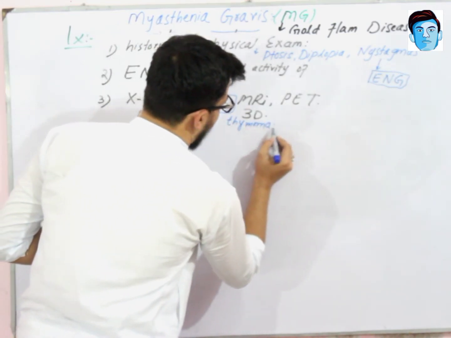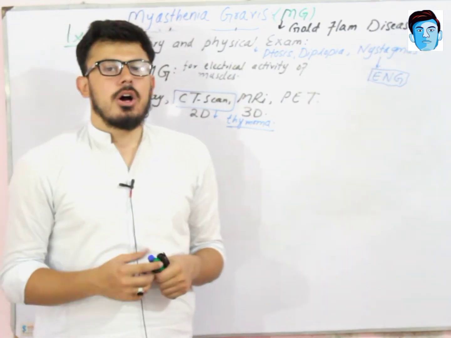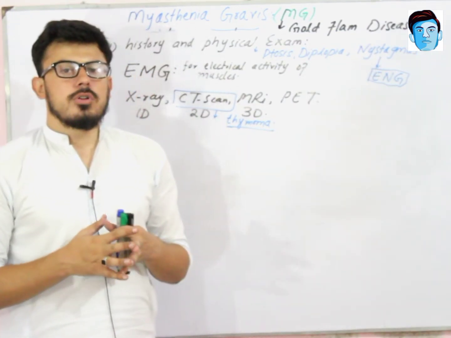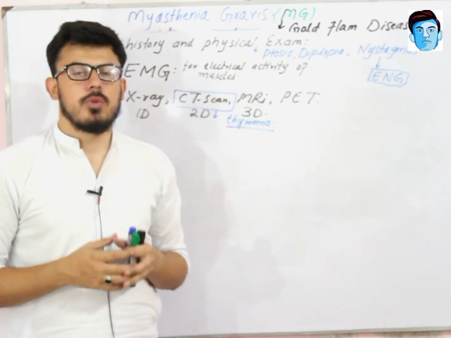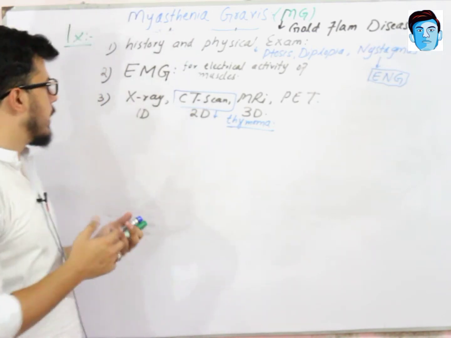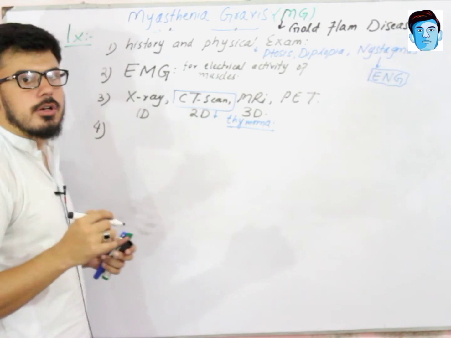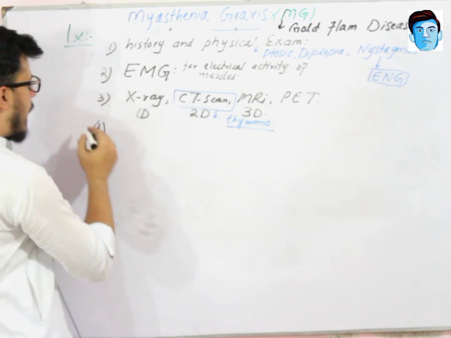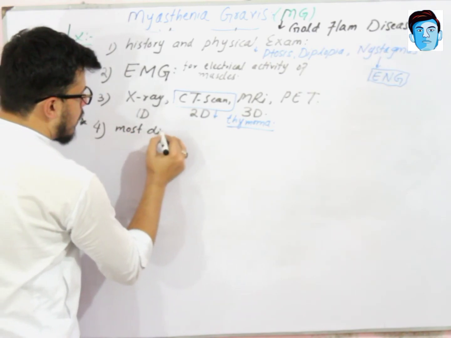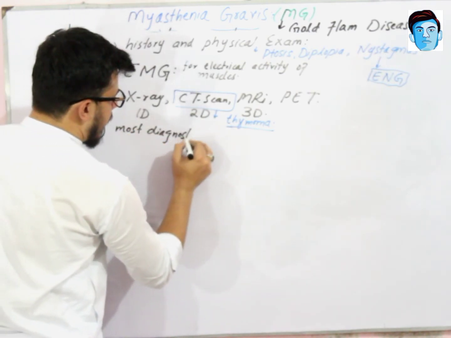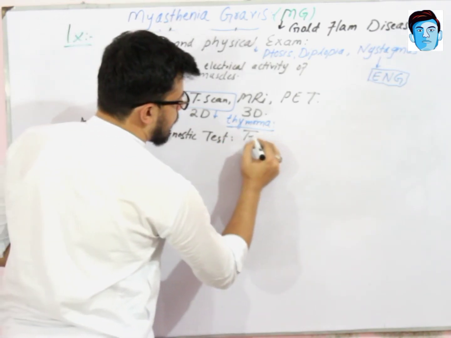Please keep in mind that for thymoma, CT is preferred, and there is another option, the most definitive diagnostic test for myasthenia gravis, which is very important: the Tensilon test. Please don't forget this investigation option, as it is the most diagnostic test for myasthenia gravis, the Tensilon test.